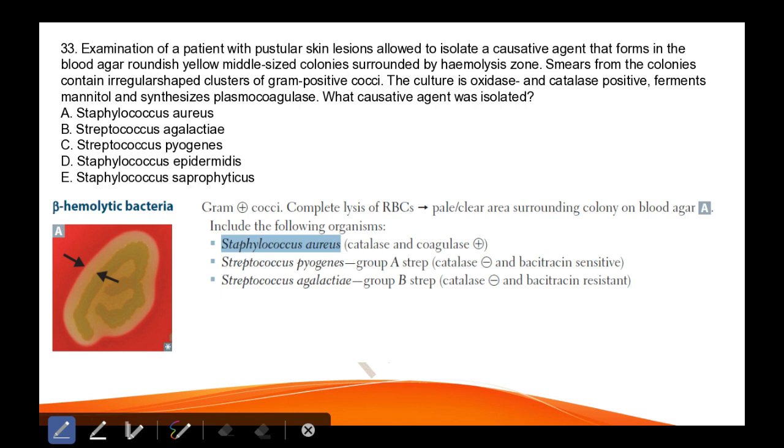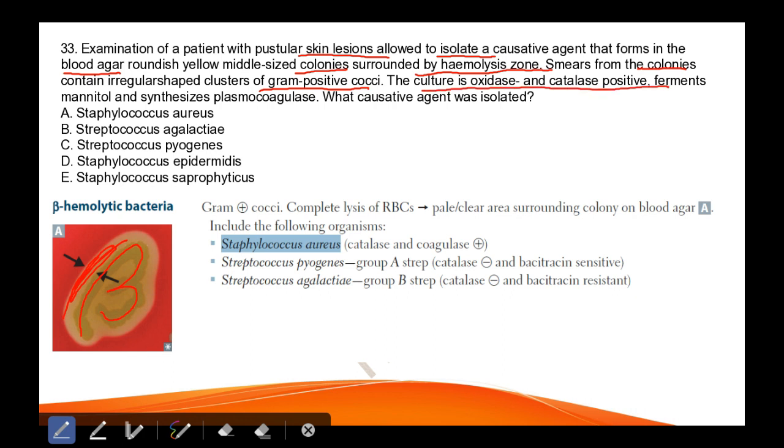In this question, the patient was having skin lesions, and we isolated from his blood some colonies that were surrounded by hemolysis zones. This is the hemolysis zones here. This is the colony of bacteria, and the colonies were gram-positive. They are oxidase and catalase positive.